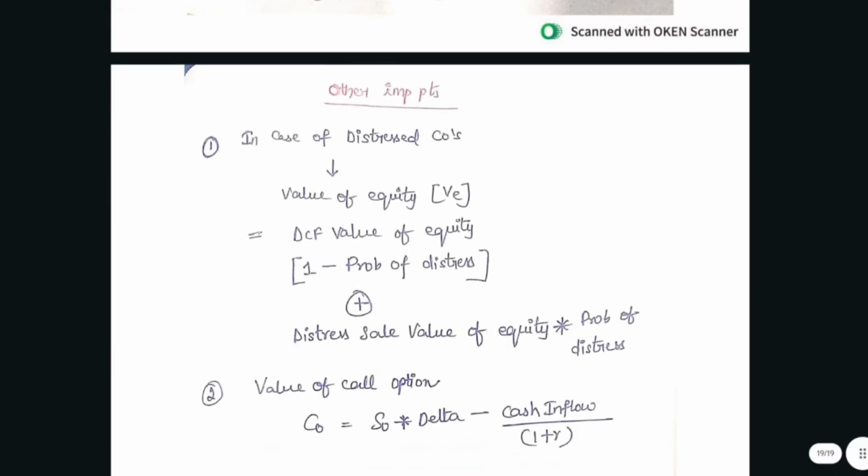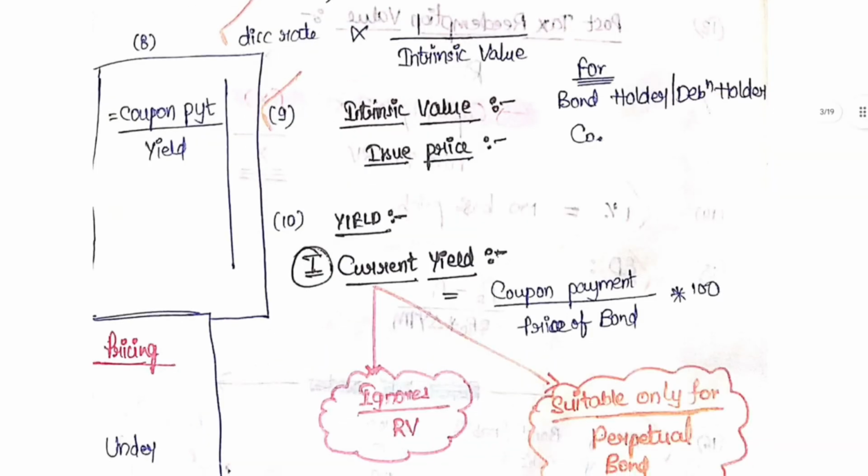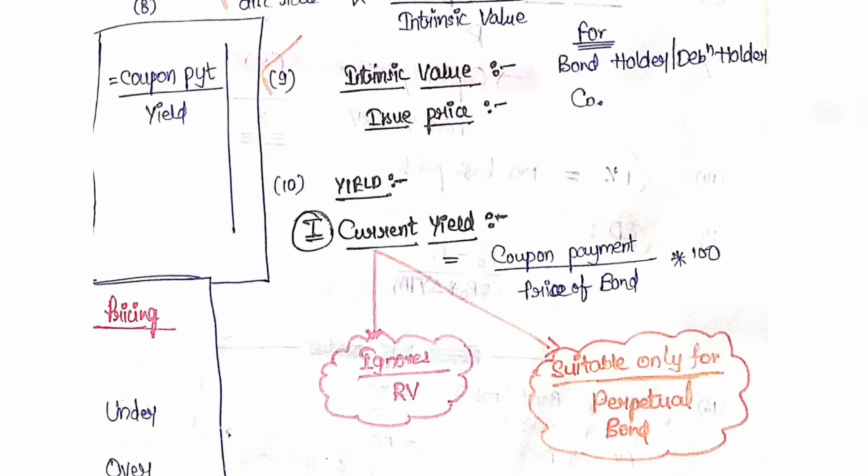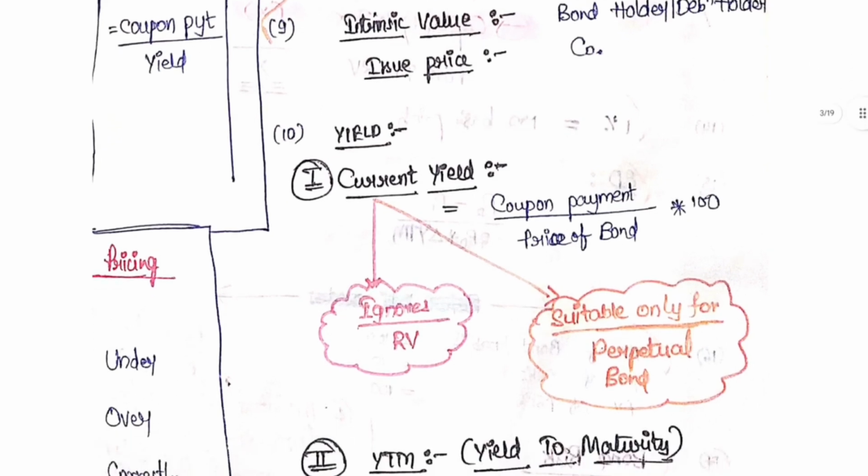Yield. First one, current yield. Current yield equals coupon payment divided by price of the bond into 100. Current yield ignores residual value. Current yield is suitable for perpetual bond or irredeemable bond.